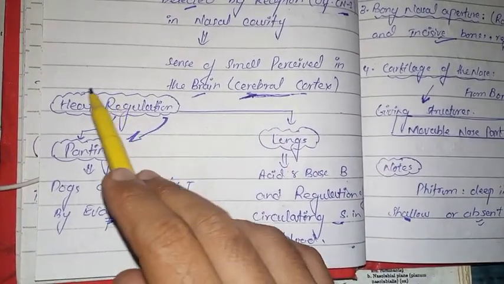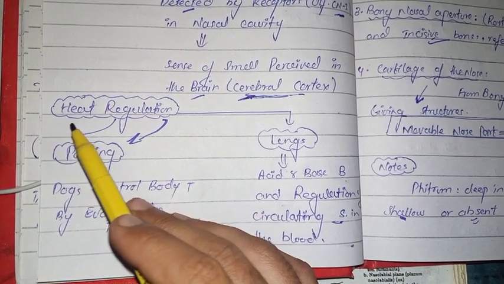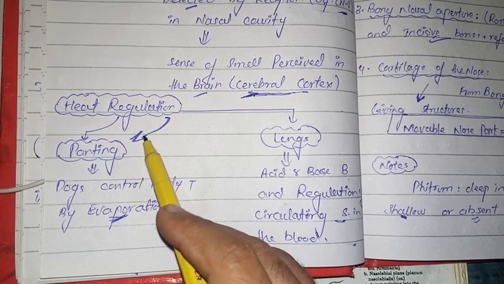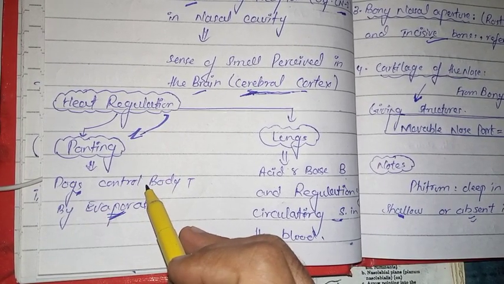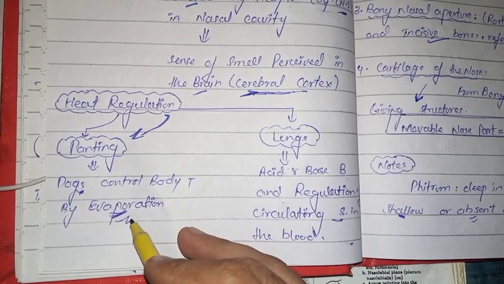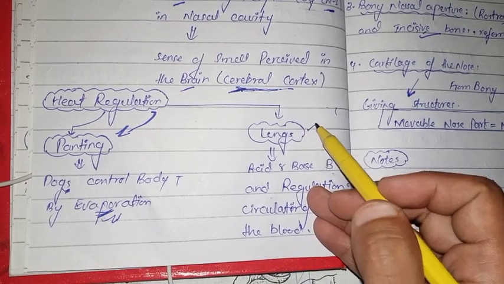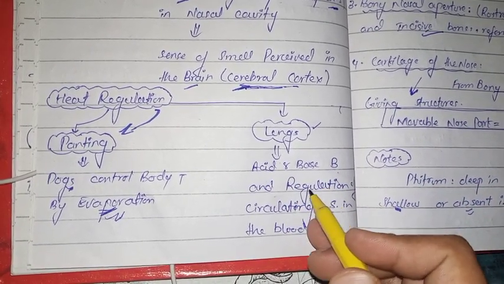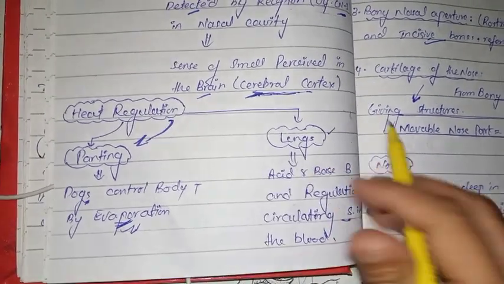Now come to the heat regulation within the animals. Panting. This process is applied in dogs to control body temperature by evaporation. Lungs also control heat by acid-base balance and regulation of circulatory substance in the blood.